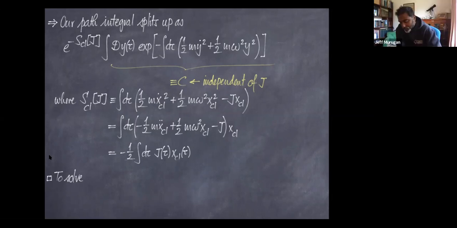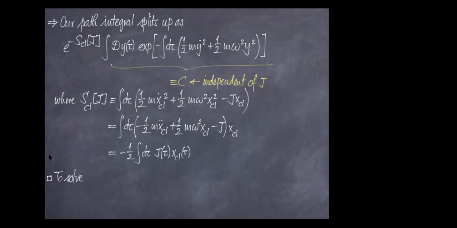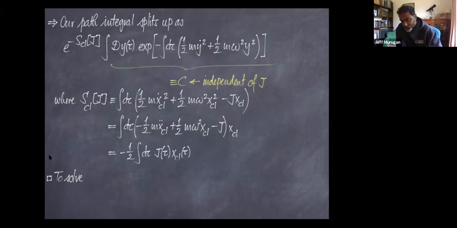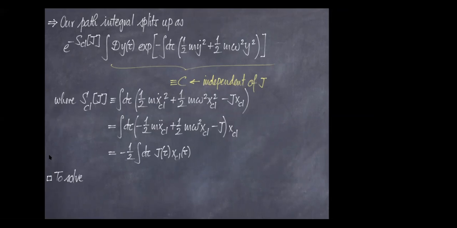So the classical equations of motion, remember, are this. This here. So take out a factor of minus a half. Take out a factor of minus a half in these first two terms. You with me?